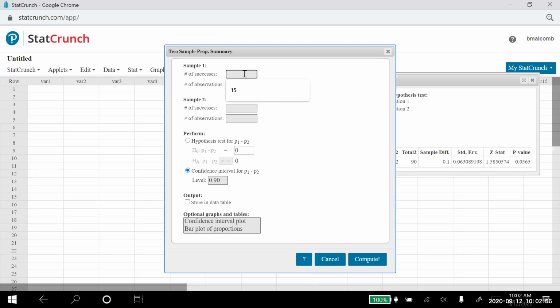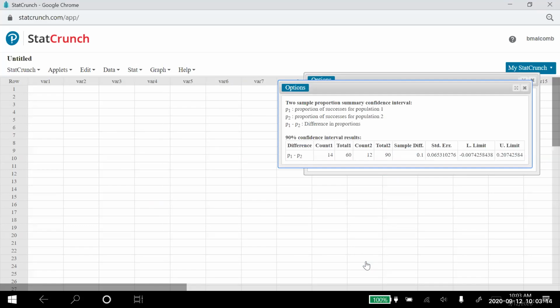Let's see. Number of successes, 14 out of 60, and 12 out of 90. Let's see what we get. Negative 0.0074 to 0.2074. And notice zero is in that interval, which is why we couldn't reject the null hypothesis, because 0 might be the true difference.